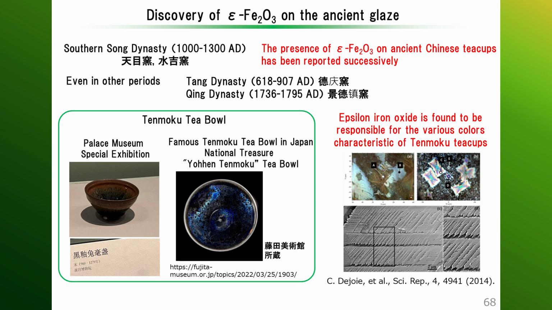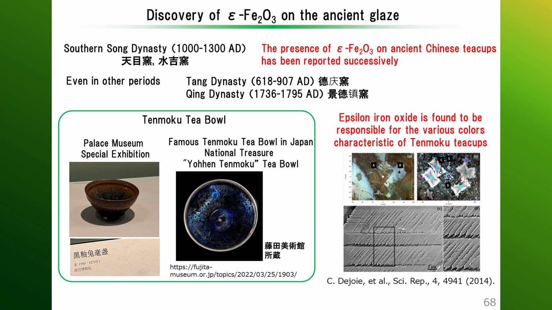Normally, cadmium is used as a pigment, but it was clarified that there was no such pigment and that there was only iron on Tenmoku bowls, but we did not know how such colors could be produced. It was finally clarified that the colors were those of epsilon iron oxides. They are structural colors. This is the reason why the bowls appear in various shapes with different structural colors.